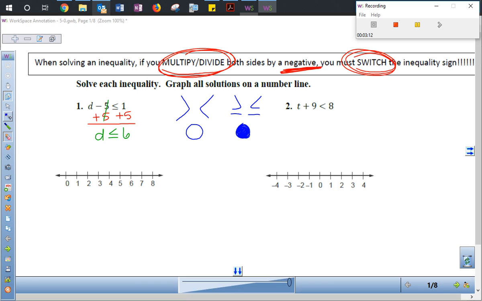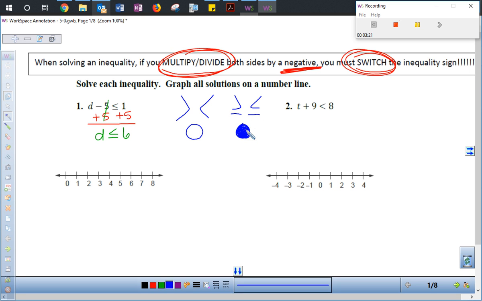So if I look at the sign that I use, I have an inequality symbol that's less than or equal to. Since it's or equal to, we're going to put a closed dot on 6. So I'll start at 6 with a closed dot. Then I need to draw an arrow either to the right or to the left. So if you'll look here, since d is less than or equal to positive 6, I want to go the direction where the numbers are getting smaller.